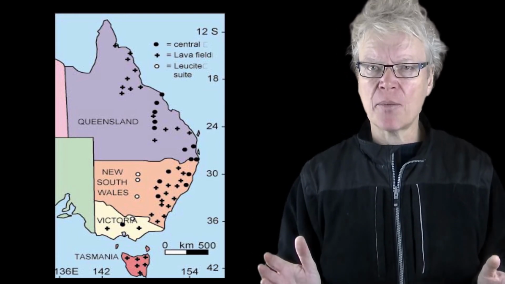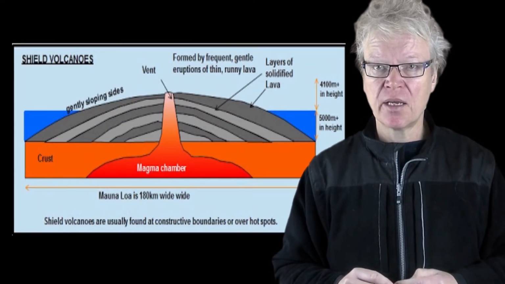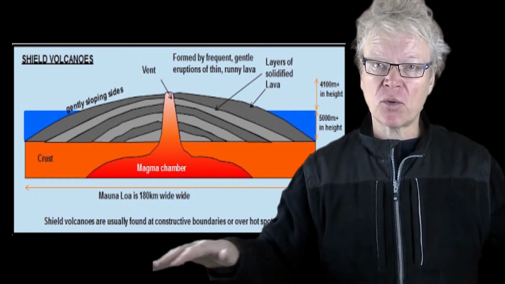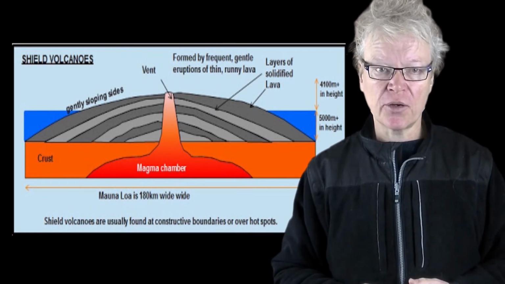Let's have a look at different types of volcanoes. So let's start with a shield volcano. Now a shield volcano is usually very, very broad and has very shallow slopes. And the reason is because the type of magma that comes out is very low in viscosity. So it flows very quickly. And these form very large, broad volcanoes.